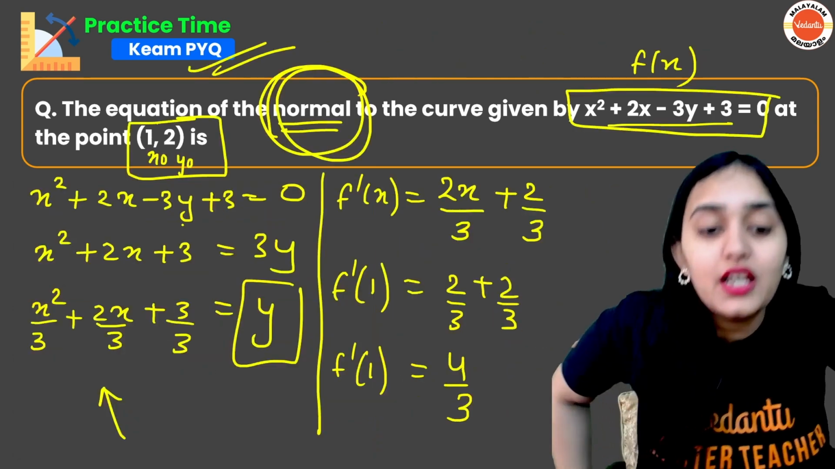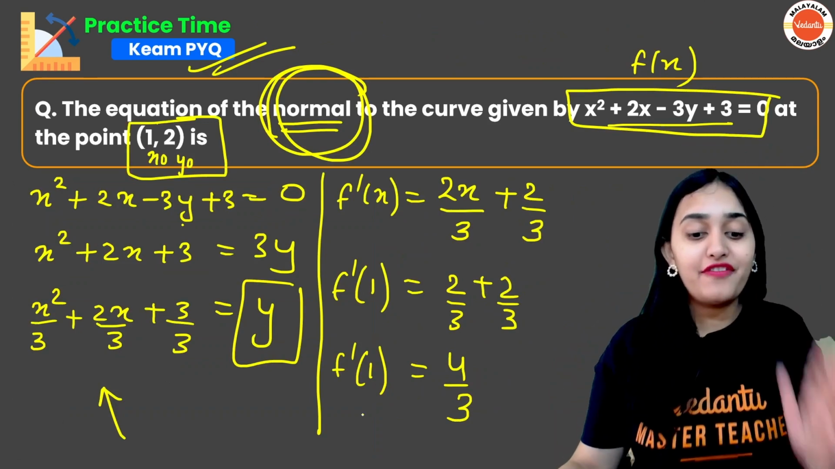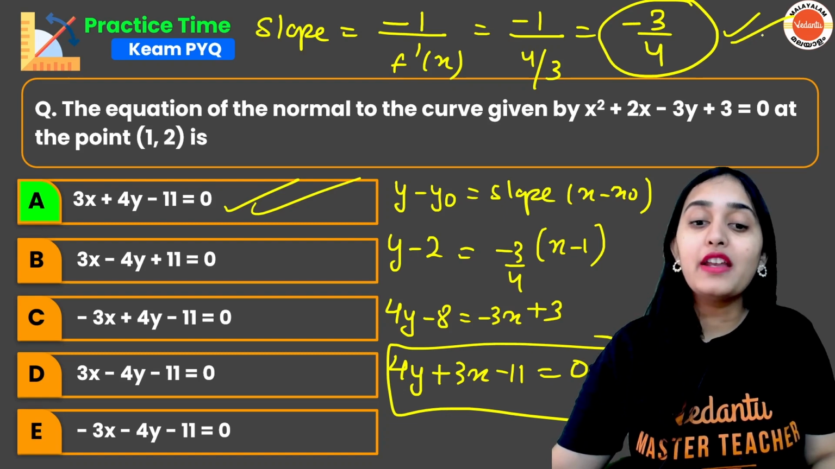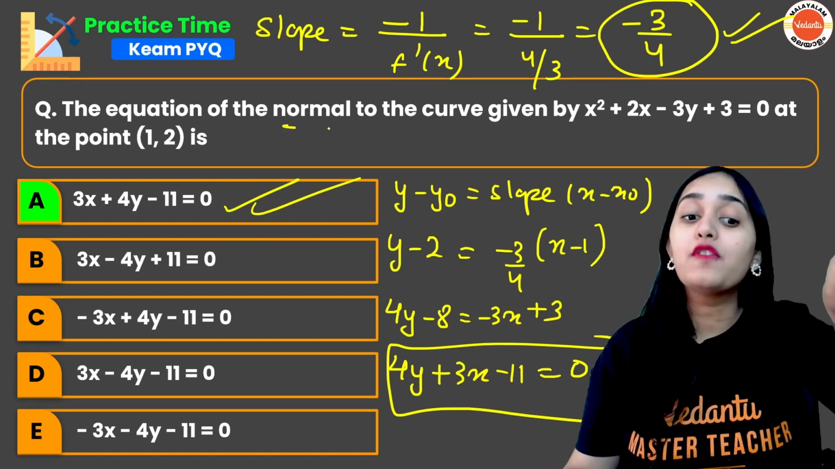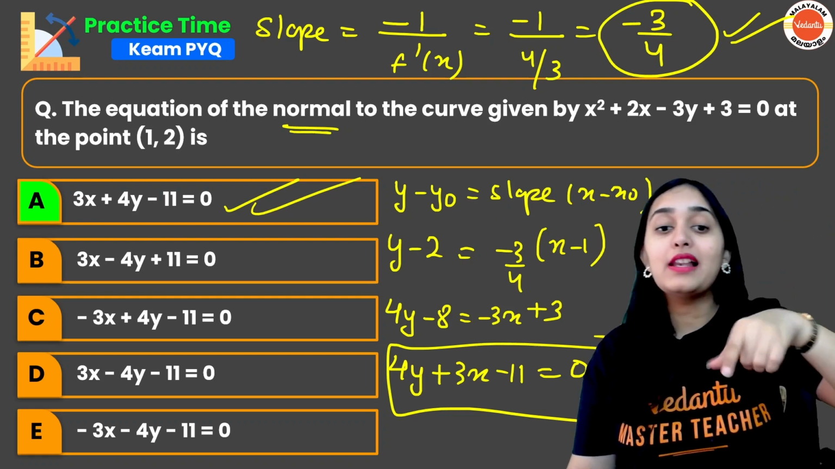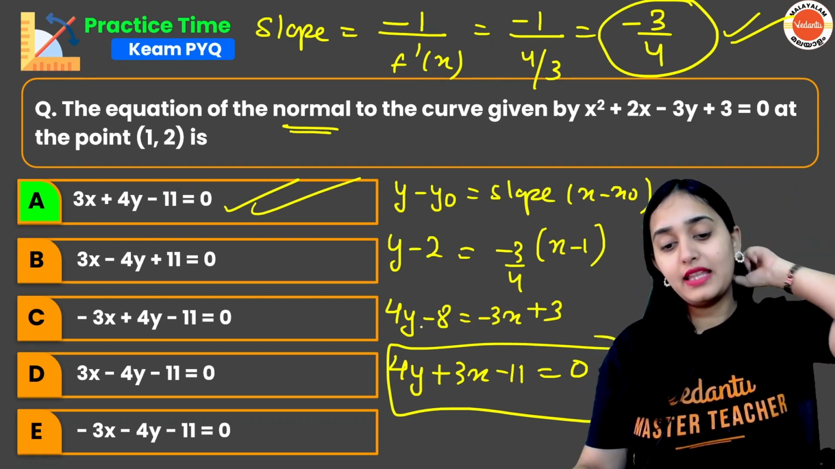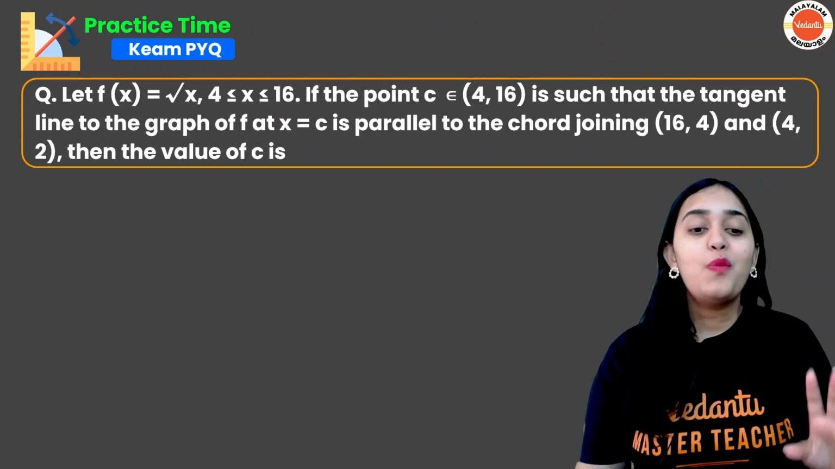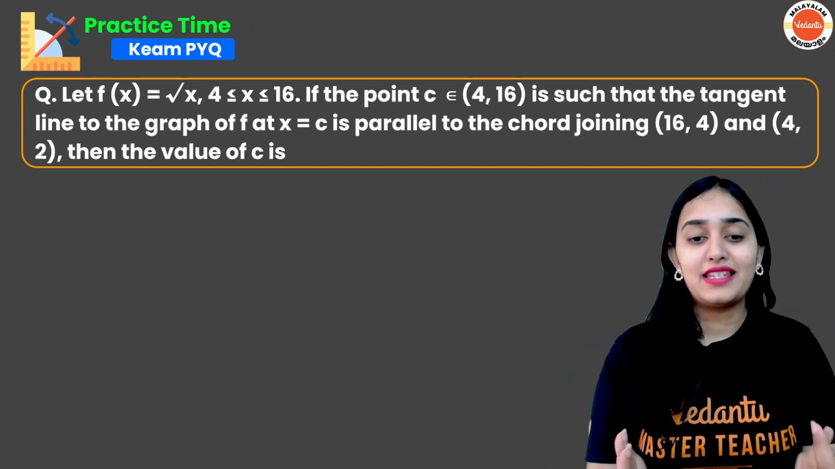So first you should get f dash of x. Then you should get minus 1 upon f dash of x because that is the slope of normal. For tangent, directly f dash of x. For normal, minus 1 upon f dash of x, and then you put the values in the equation. Got the answer. Now, one twisted question.